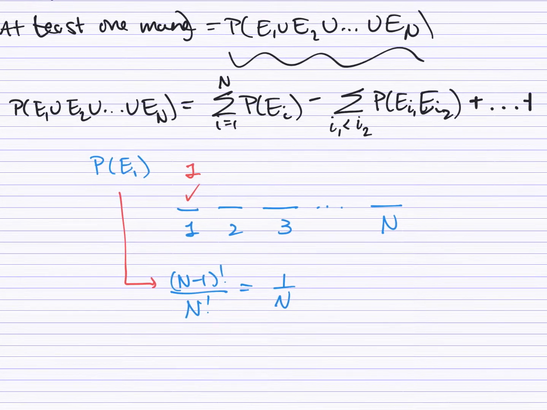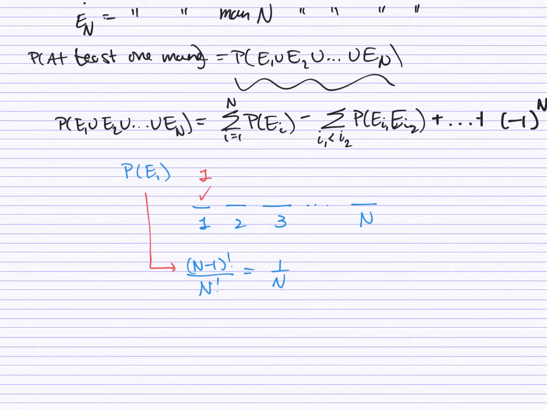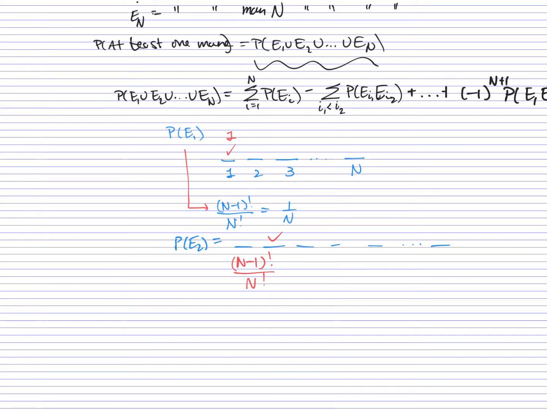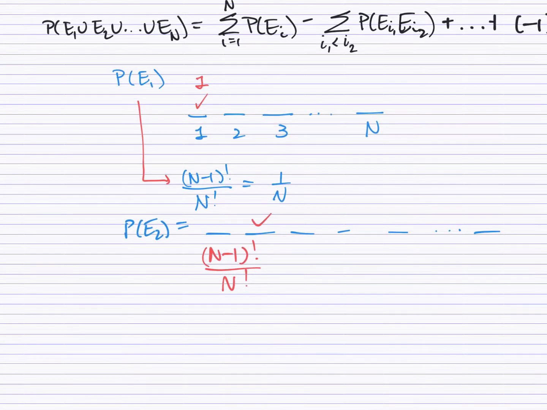And in fact, you could make the same argument for P of E2, right? It's really just saying, I don't care what happens anywhere else, but this guy gets his hat, which really means I'm going to take the remaining n minus 1 and permute them over all the ways you could permute the hats. And in fact, you go, oh, I see, it doesn't even matter which E sub i it is. So the reality is the probability of E sub i is equal to n minus 1 factorial over n factorial, which reduces to 1 over n.